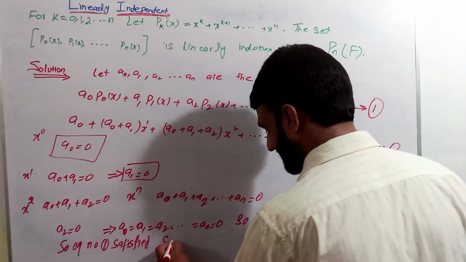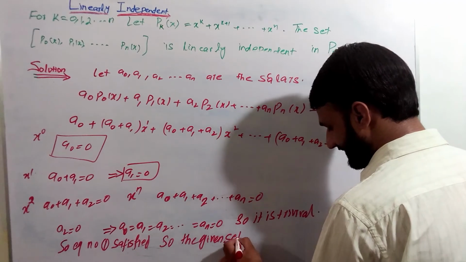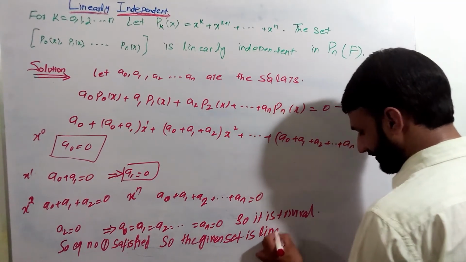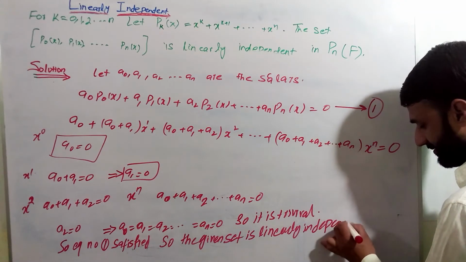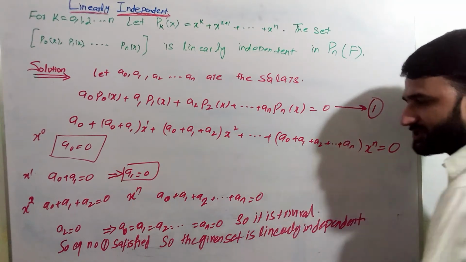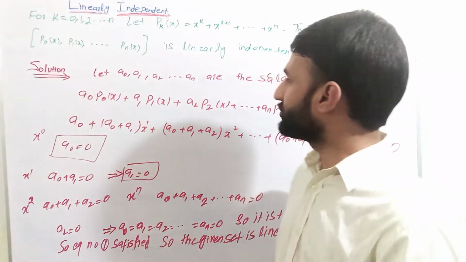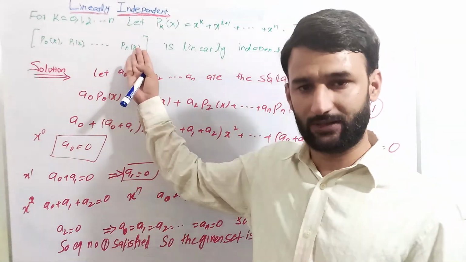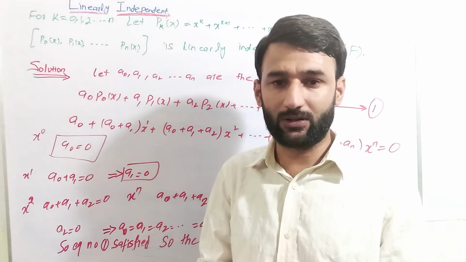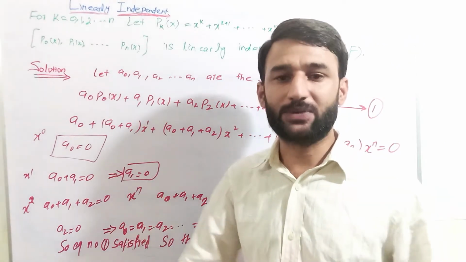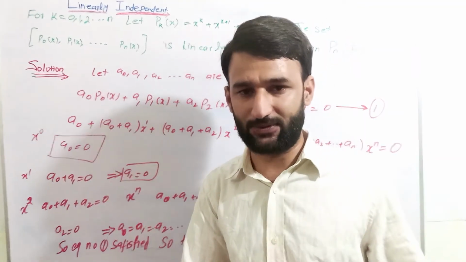So the given set is linearly independent. This is the procedure by which you can prove that any polynomial set is linearly independent. Here I have chosen the next term of the polynomial. In this way you can prove any set of polynomials belonging to P2 type, P3 type, P4 type up to Pn type. You can easily prove this type of set.